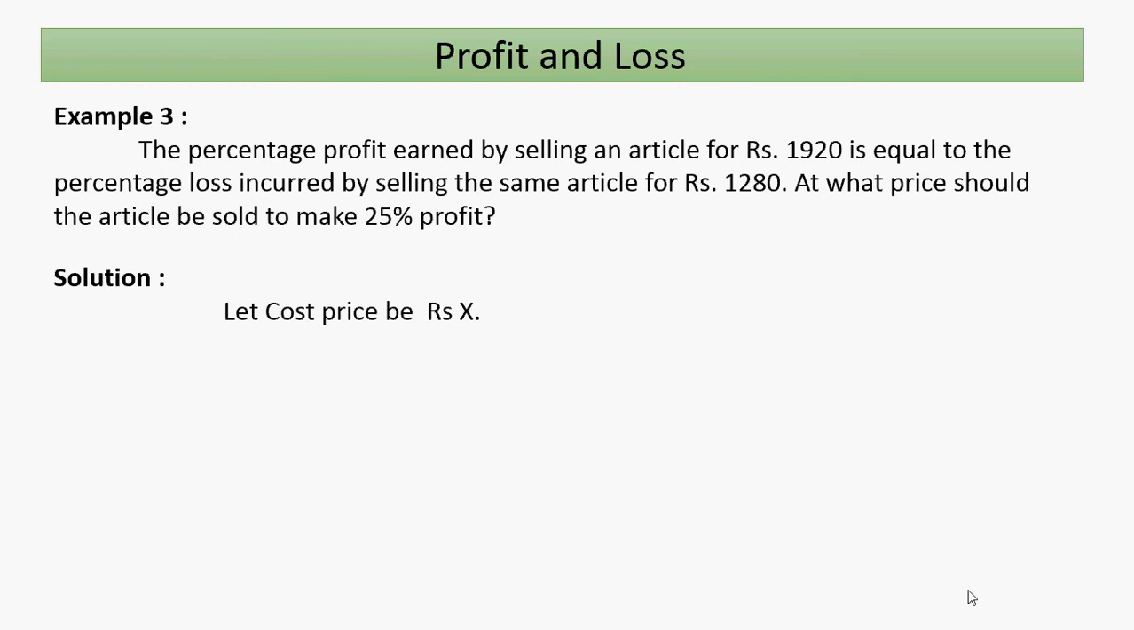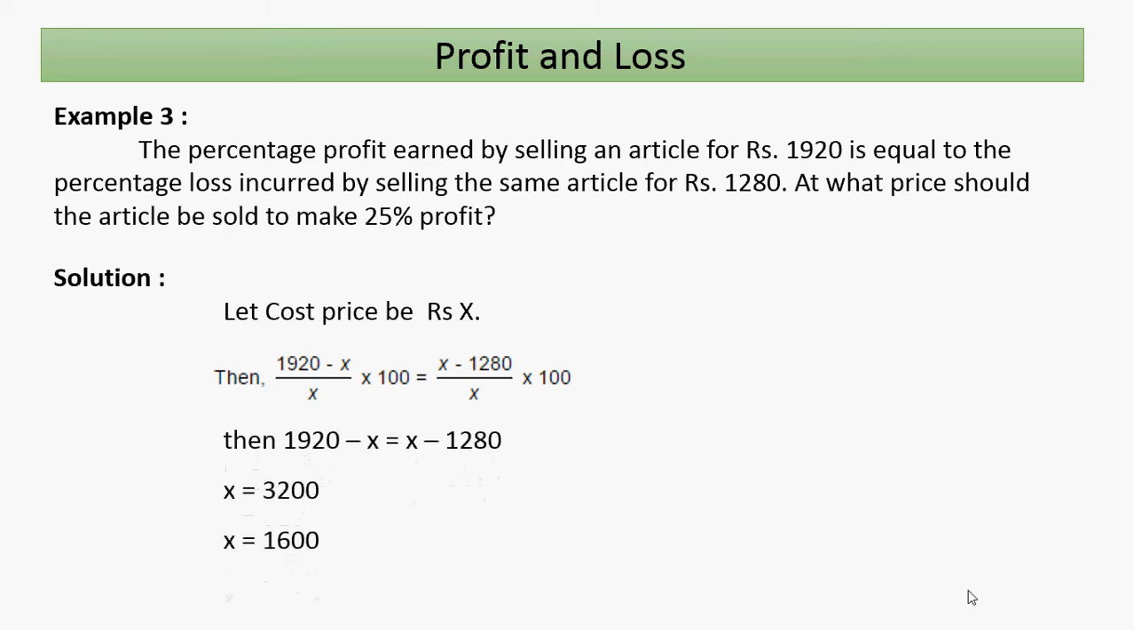Let's see, the cost price is rupees X. The selling price of the article is 1920, so (1920 minus X) divided by X into 100 is equal to the loss occurring on the same article with the selling price 1280, which is (X minus 1280) divided by X into 100. So what we are getting over here, the value of X, that is the cost price, is 1600.